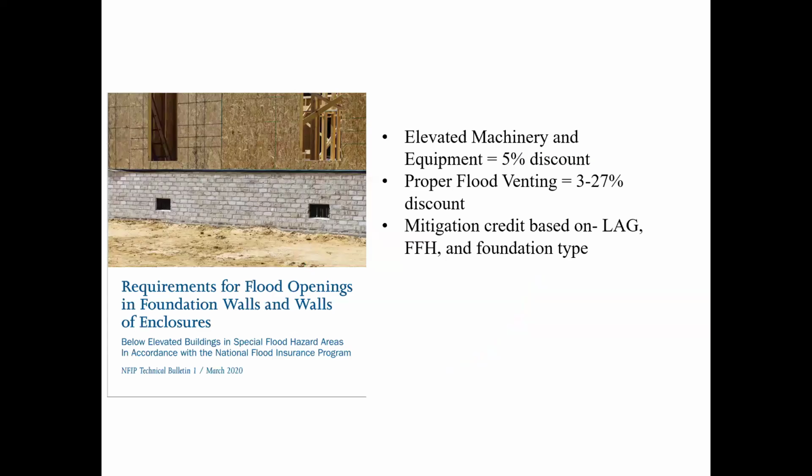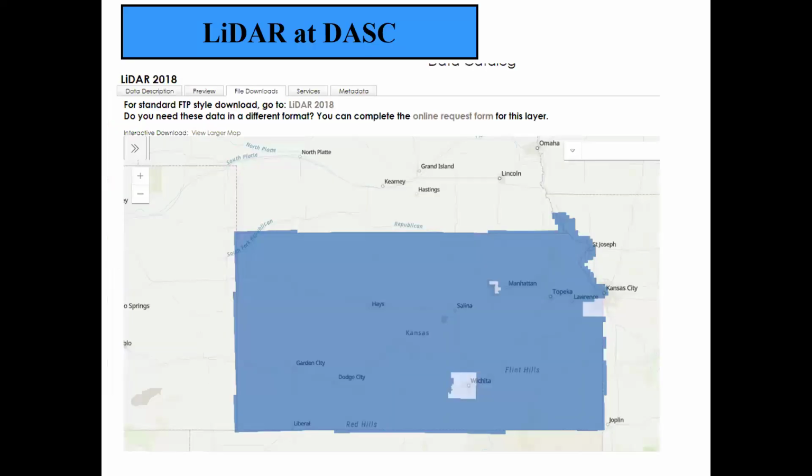But people can get discounts by doing these mitigations. So there's a whole mitigation discount guide, and so you can get credit for having your machinery and equipment elevated, for having proper vents, for having different foundation types and stuff like that. So it's just a little aside on flood insurance. Again, the letter of map change doesn't help the structure, but it will take them out of the requirement to have flood insurance, unless their lender just requires it anyways, they can do that.